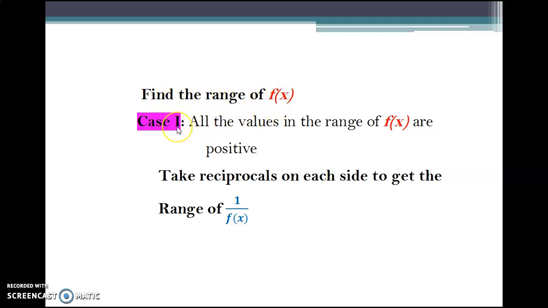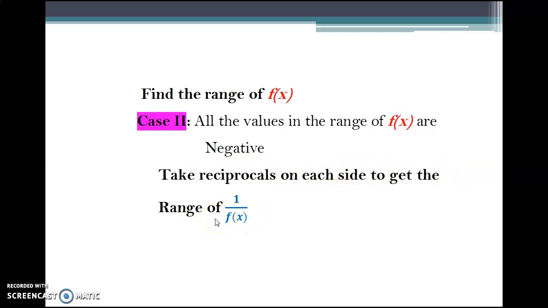Three cases arise. Case 1, when all the values in the range of f(x) are positive. We take reciprocals on each side to get the range of 1 upon f(x). In case 2, all the values in the range of f(x) are negative. Again, in this case, we take reciprocals on each side to get the range of 1 upon f(x).